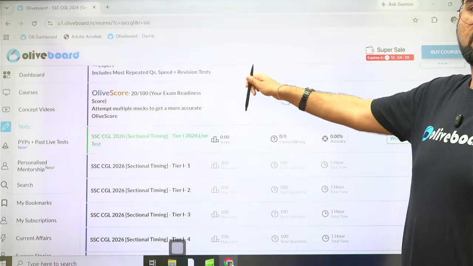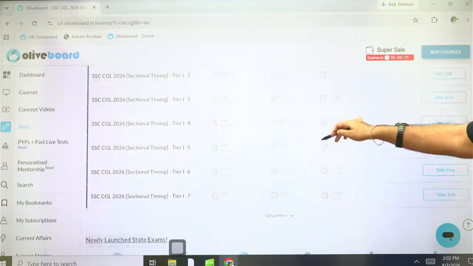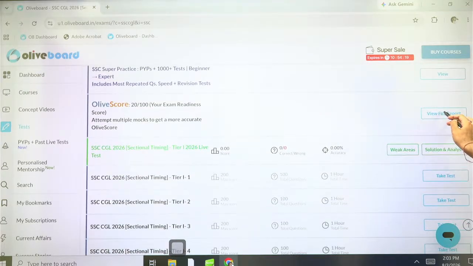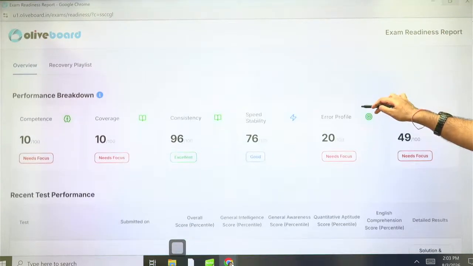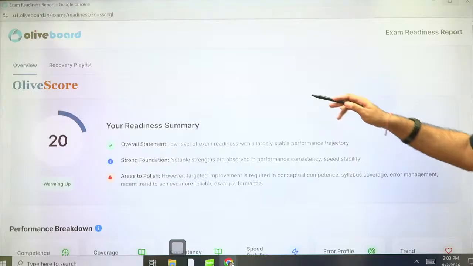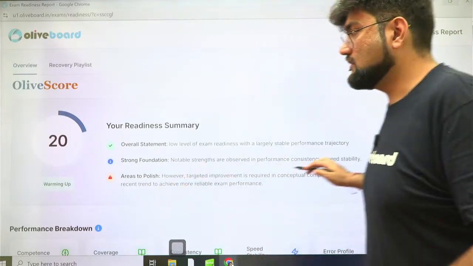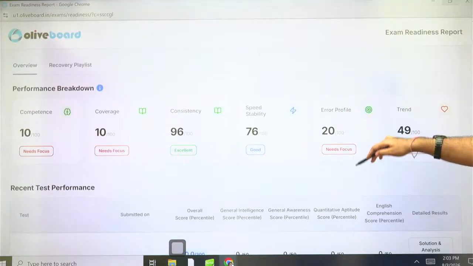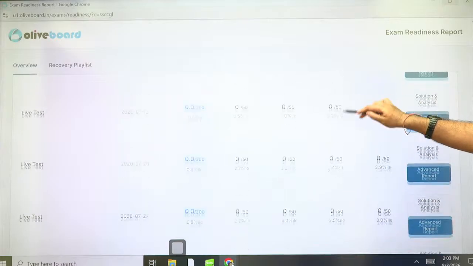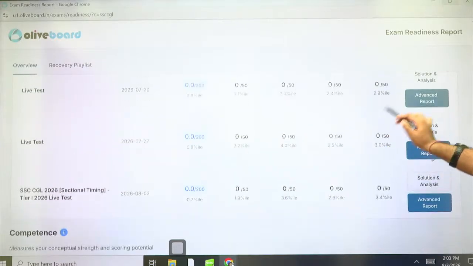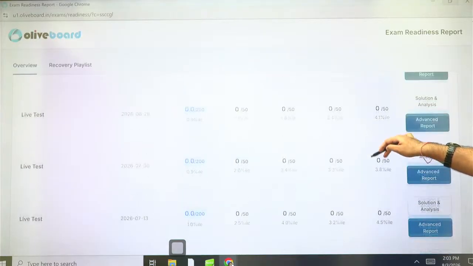So Oliveboard has enabled this feature for all of you, where if you click on, this is available right above your sectional tests and all the other tests, okay? So if you click on this, this is your exam readiness score. So this 6 parameter based score breakdown generates a single number which tells you how ready, how prepared you are for your exam. And these 6 parameters are mentioned in detail here: competence, coverage, consistency, speed, stability, everything here. So these are picked up from all the mocks which you have given on the platform. Everything is included here. And for each individual mock, you can see their individual solution analysis and their advanced reports here. They are divided based on subjects here.